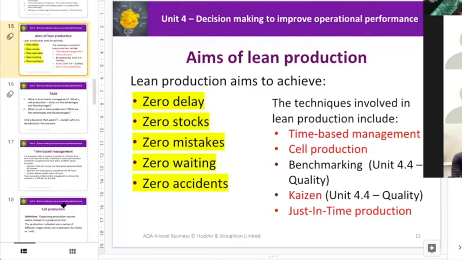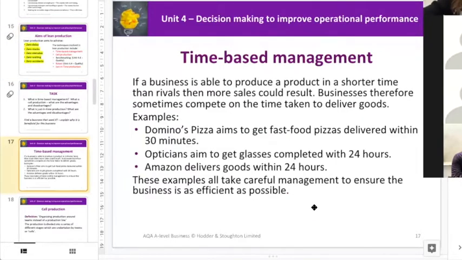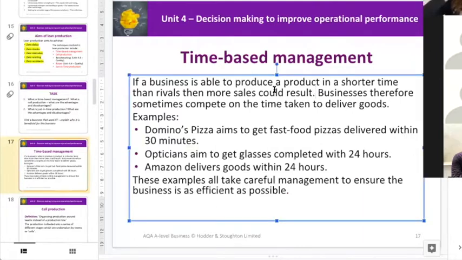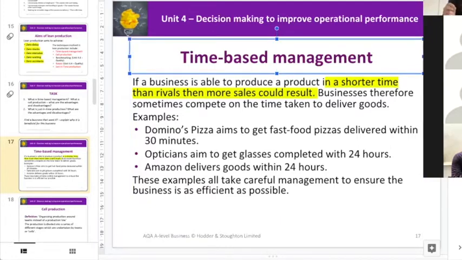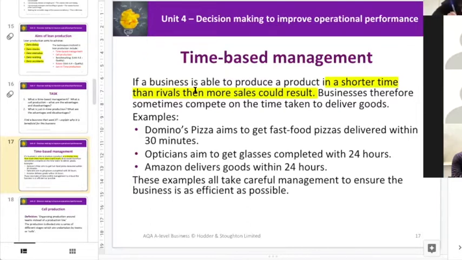Now the first method we're using for lean production is time-based. This is the key part you need to know. We are trying to be faster than our competitors when we're producing our product. This is called time-based. The quicker you can produce your product in a shorter time than your rivals, the more sales you have.